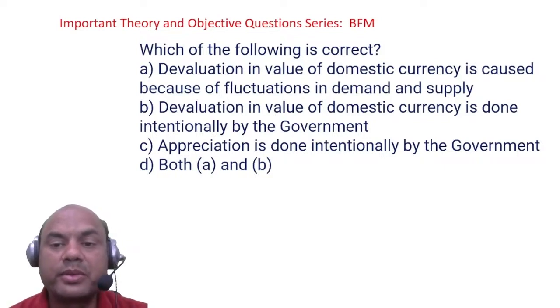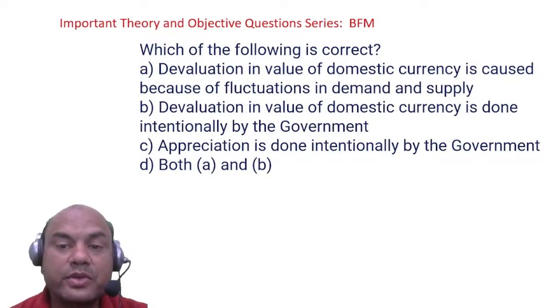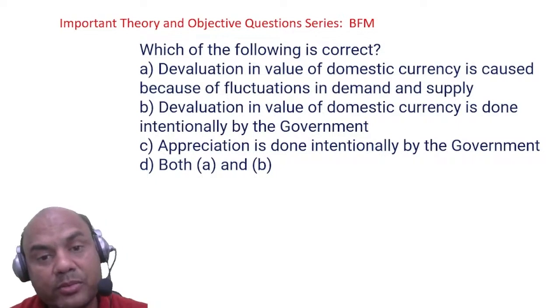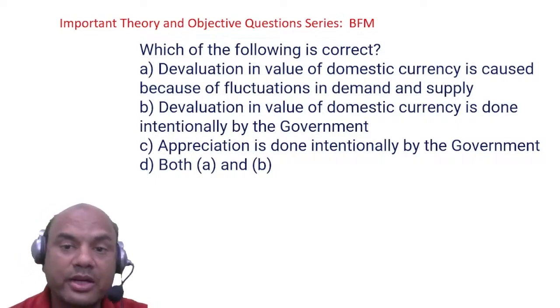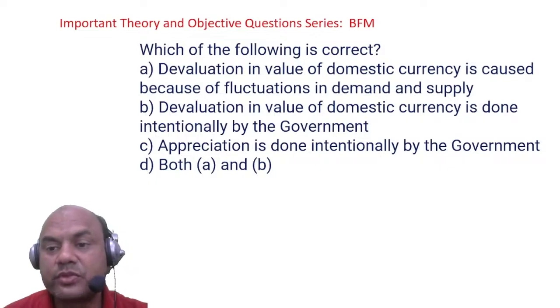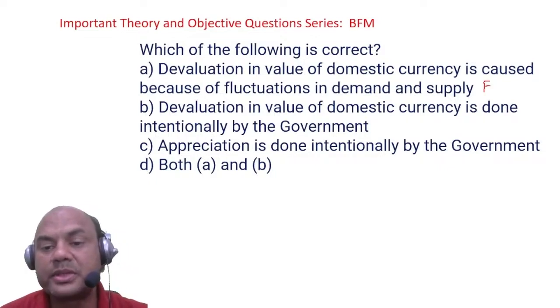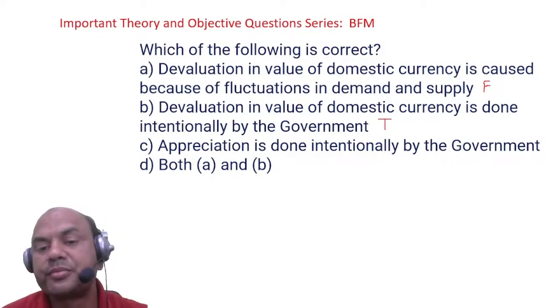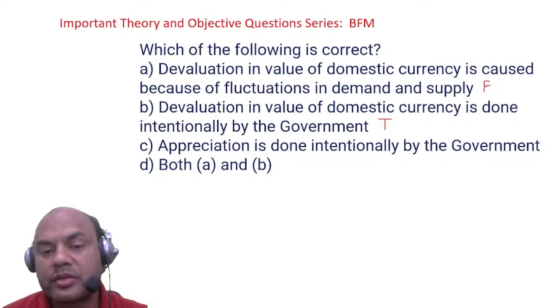Devaluation in the value of the domestic currency is caused because of fluctuations. Devaluation is done by the government. Revaluation is done by the government. So this is false, right? Devaluation in the value of the domestic currency is done intentionally by the government. Done. True. So one, I got it true over here.